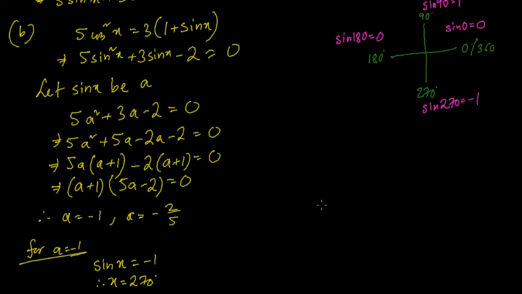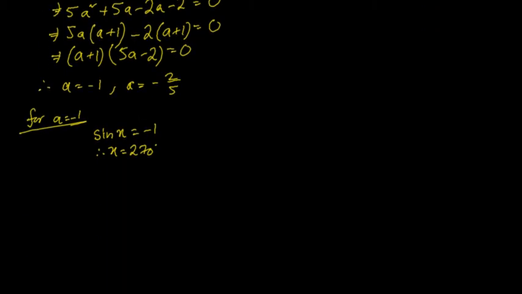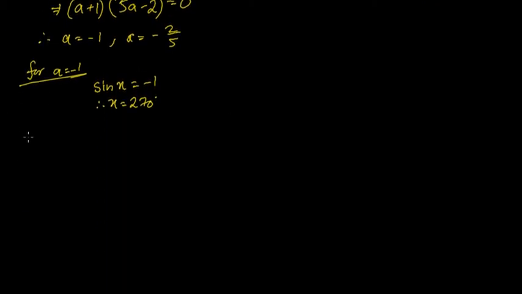For the next one, a equals 2 by 5, this should be plus 2 by 5, not minus 2 by 5, because minus 2 goes to the other side, it becomes plus 2. So it would be sine x equals 2 by 5. Now remember, for this you need to use the quadrant rule.